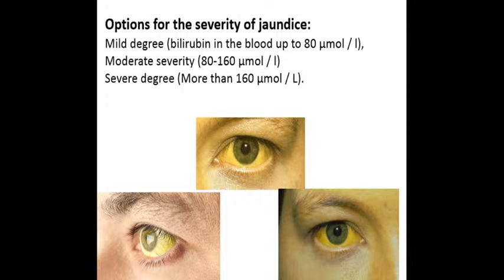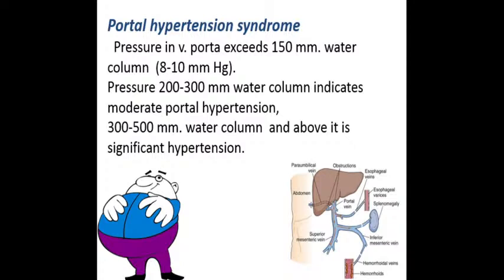Options for the severity of jaundice. Mild degree, when bilirubin in the blood is up to 80 micromole per liter. Moderate severity, 80 to 160 micromole per liter. And severe degree, more than 160 micromole per liter. Next syndrome is portal hypertension syndrome.